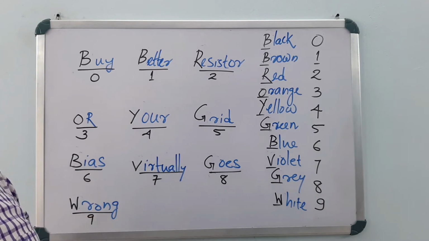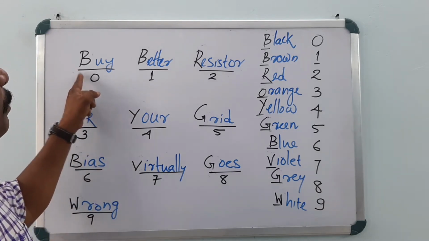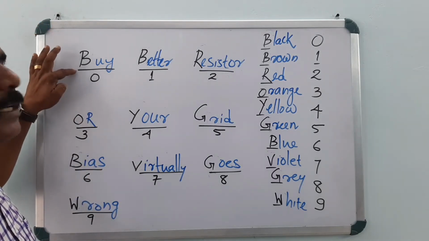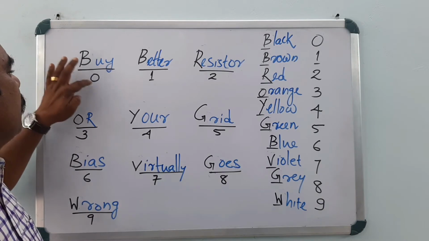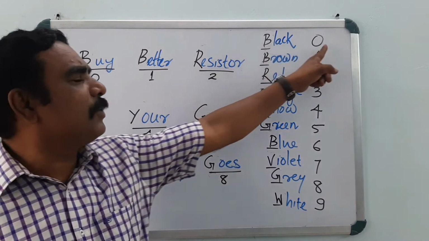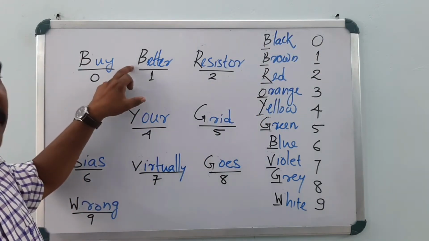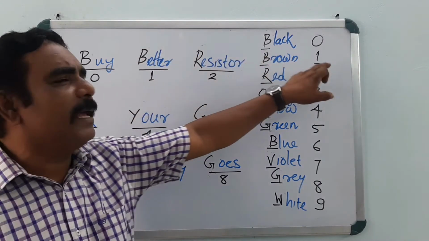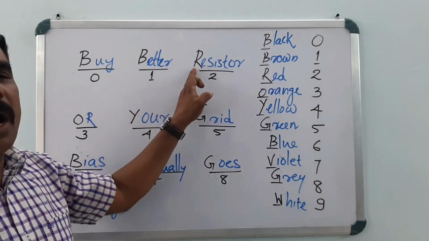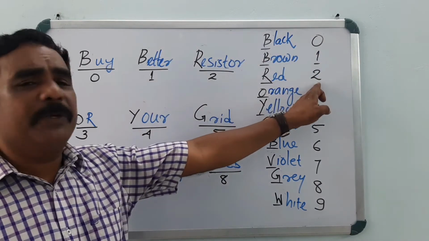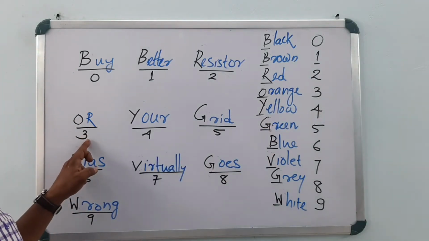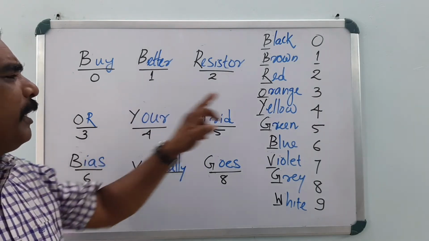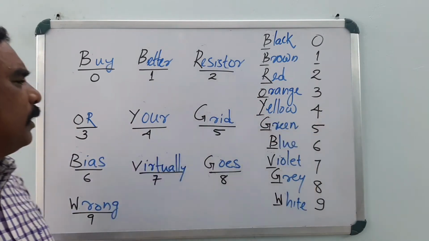Just see the letters written in black ink at the beginning of each word. The starting letter is B, and this B is given the value 0, which is black 0. Now better, that also starts with the letter B. It is taken for brown as 1. Now R of resistor, its value is 2. Now O stands for orange with digit 3. Y for yellow, value 4.